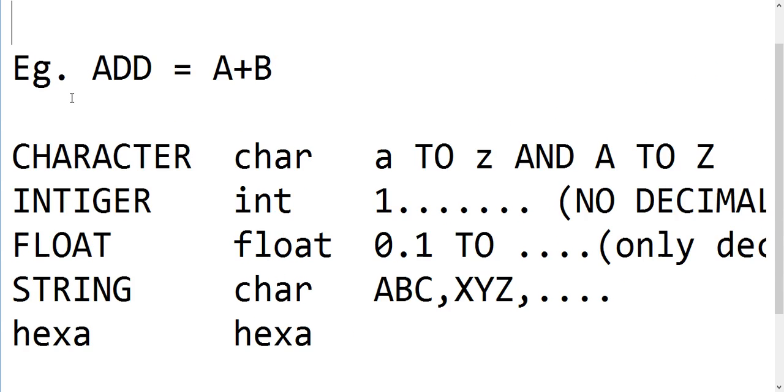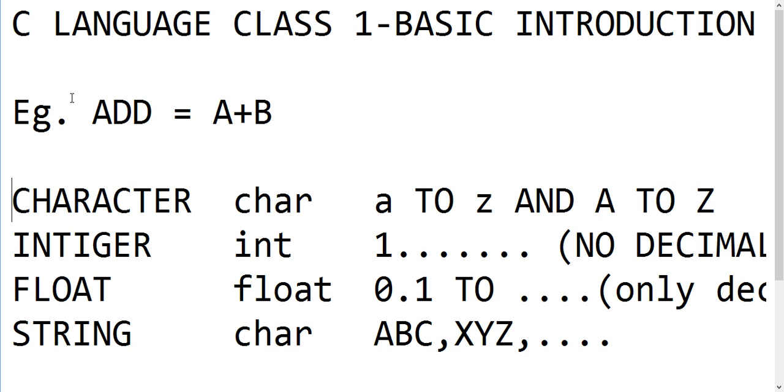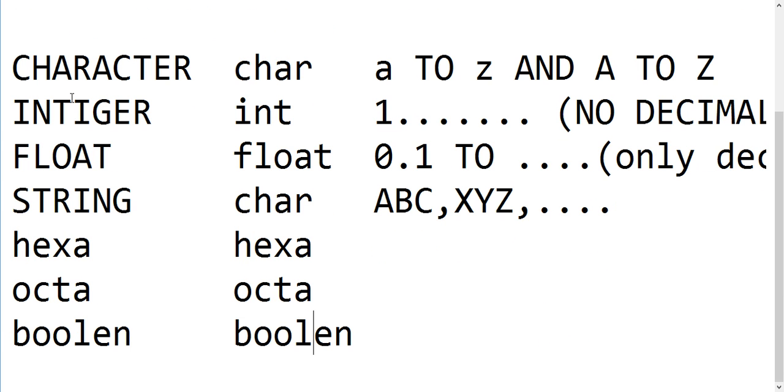So this is a specific type of data. These are the initials. For character we use char and it has some value, up to some value it can be entered. Then second comes the integer. We denote it by int, 1 up to a particular limit. No decimal points allowed. Float, 0.1, 0.2 to some values. Only decimals are allowed. String is a special type of character which we will discuss later in the lectures.